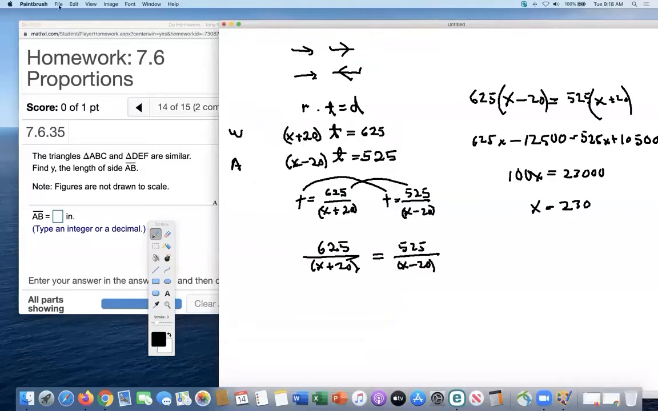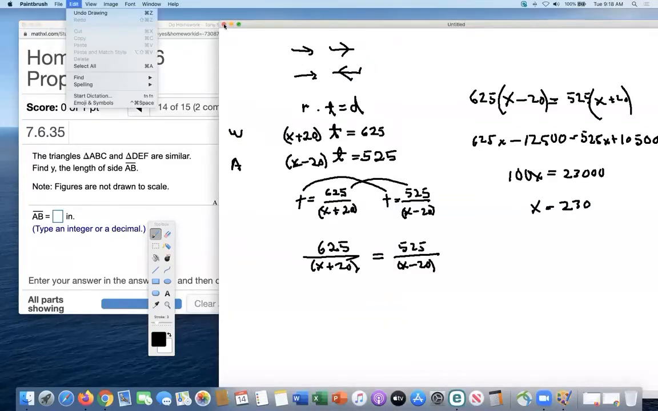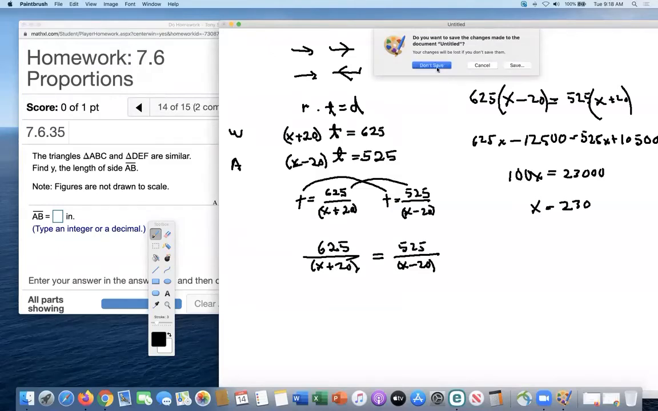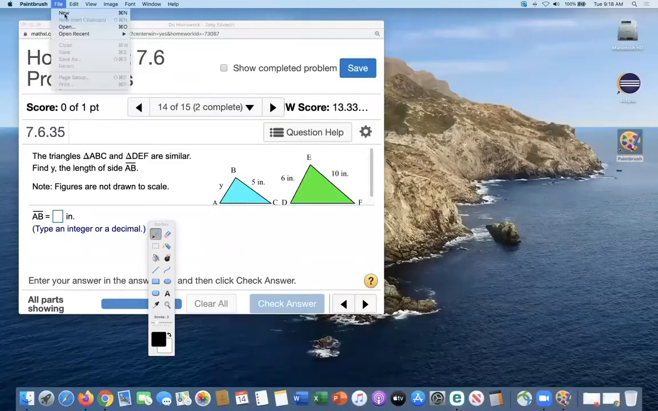Let's clear this off. File. Oh, let's close it. Don't save. File new.